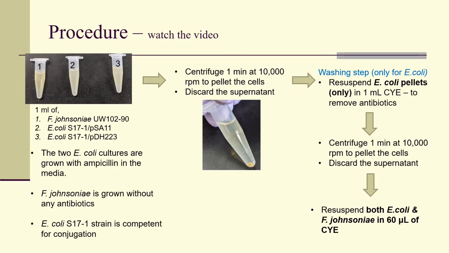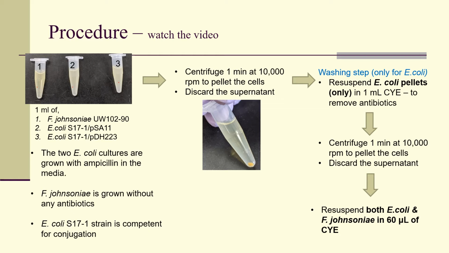Now I will briefly explain the procedure. You can watch this procedure in the conjugation session 1 video. First, we have 3 tubes, each containing 1 milliliter of Flavobacterium johnsoniae mutant, the E. coli S17 strain with PSA11 plasmid, and E. coli S17 strain with PDH223 plasmid. This strain of E. coli is competent for conjugation. The 2 E. coli cultures are grown with ampicillin in the media. The Flavobacterium johnsoniae mutant is grown without any antibiotics.